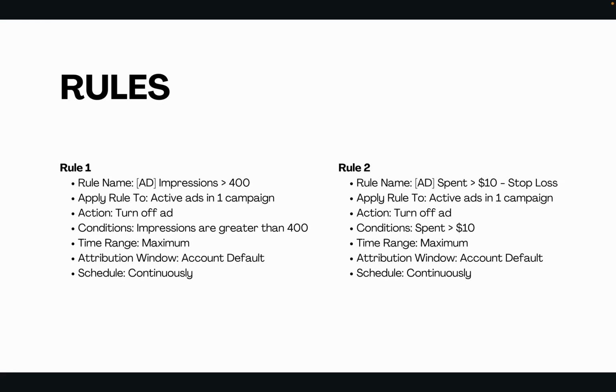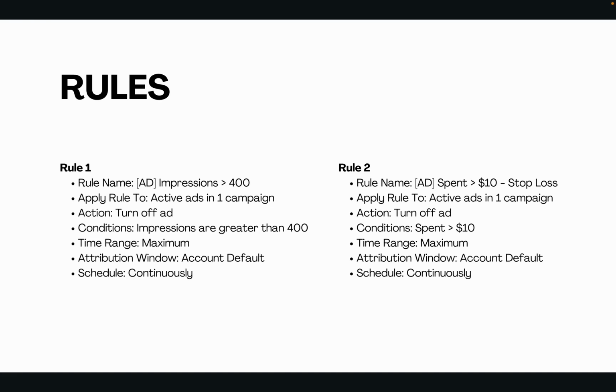Now you're going to apply the rule to just this campaign, so it doesn't affect other campaigns in your ad manager, except you're using this ad manager strictly for testing. And then the action is that it's going to turn off the ad whenever the impressions are greater than 400. And like I said, the reason why you're doing this is to ensure that no ad gets shown too many times and doesn't allow other ads to get tested.